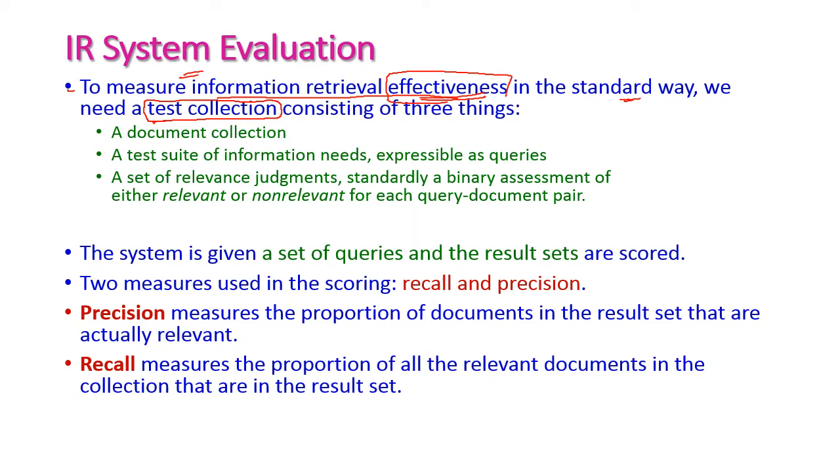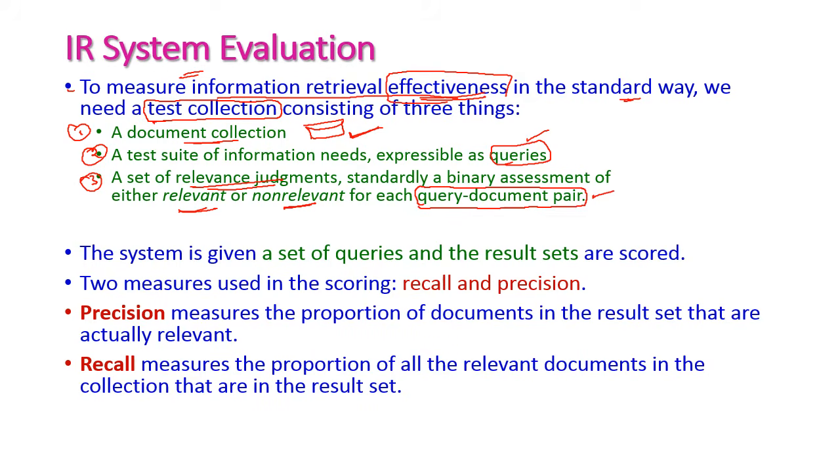The test collection consists of three parts. The first is a document collection, a repository which consists of the documents. The second is a query that should extract the required documents from the repository. The third is the relevance judgment: if we post a query to this repository, each document should be either relevant or non-relevant. That means for each query-document pair, there should be a binary assessment of whether it is relevant or non-relevant.